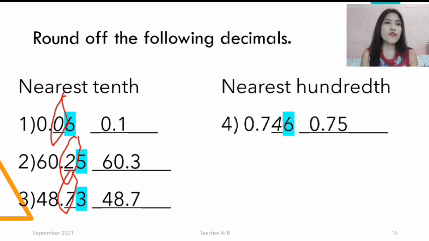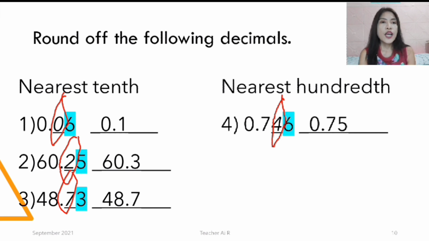Next, number 4. The number to be rounded off there is 4. The test number or the reference number is 6. So we said it's add 1 to the number to be rounded off. So 4 plus 1 is equal to 5. And then copy the numbers to the left of it, which is 0.7. So you have to copy it. So your answer for rounding off to the nearest hundredth for 0.746 is 0.75.